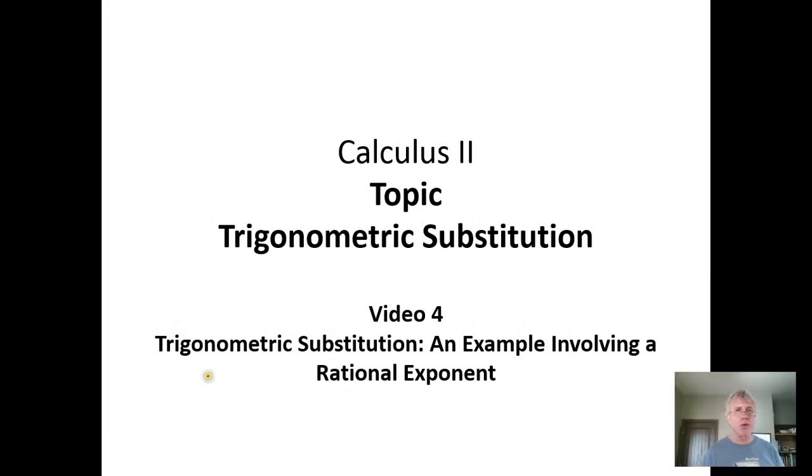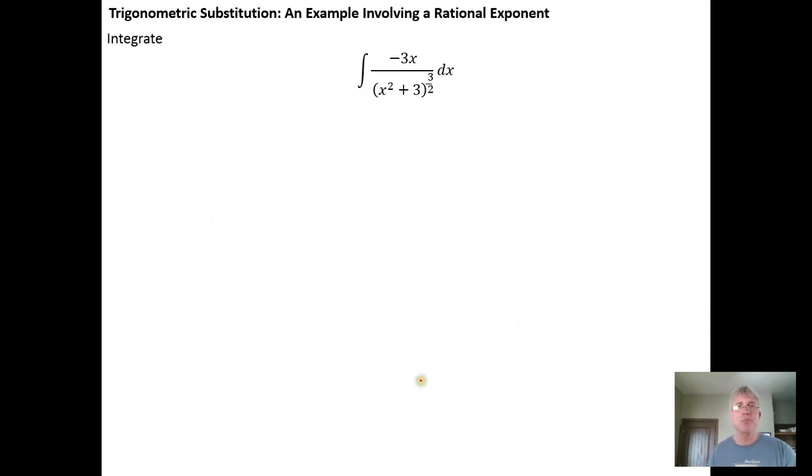So in this video we're going to do a trigonometric substitution using an example involving a rational exponent. So here we have the integral of negative 3x over x squared plus 3 to the 3 halves power. So we have a rational exponent here. And what we're wanting to recognize is that we can rewrite this as x squared plus 3 under the square root, or under a radical. And then we're cubing that.